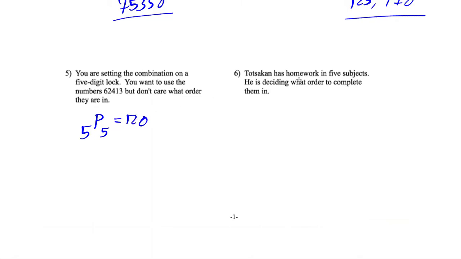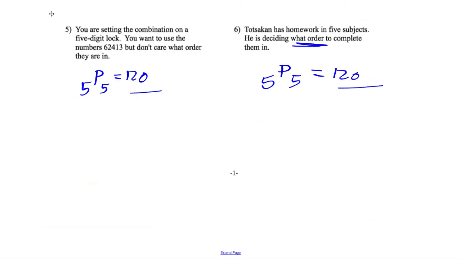So there's 120 possible ways there. Number 6, we have homework in 5 subjects. He wants to know the order to complete them in. Order does matter because that's what he's trying to figure out. So we have the 5 subjects, how many we're picking. That's actually the same as the previous question, 120.